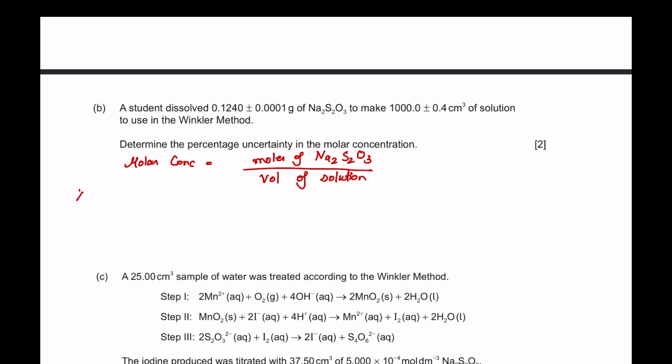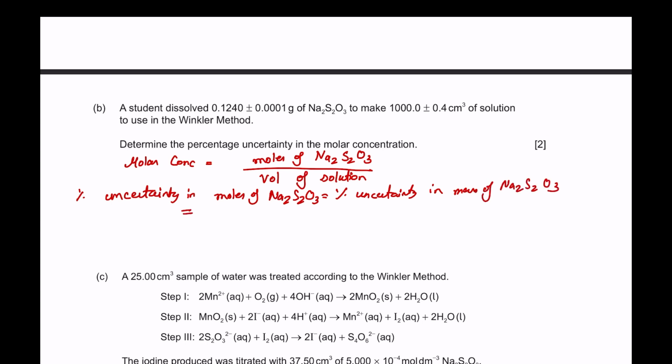So percentage uncertainty in moles of Na2S2O3 will be equal to percentage uncertainty in mass of Na2S2O3. This will be equal to 0.001 by 0.12 times 100. This comes out as 0.081%. Second, you have to find out the percentage uncertainty in volume of solution.